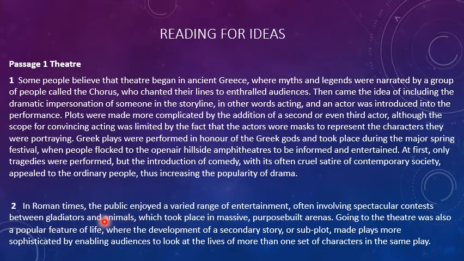The second paragraph talks about Roman times. In Roman times, what was the condition? There was a contest between a gladiator and an animal. So this was in the theatre, quite different from Greek theatre. Then there were purpose-built arenas where this performance was shown, and people would gather there and watch it.